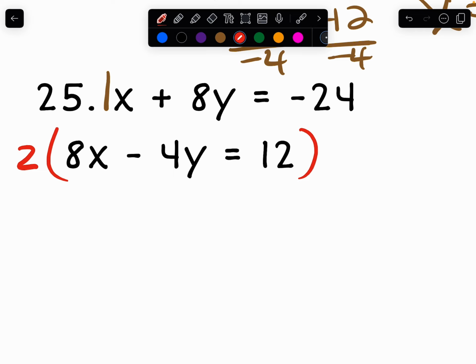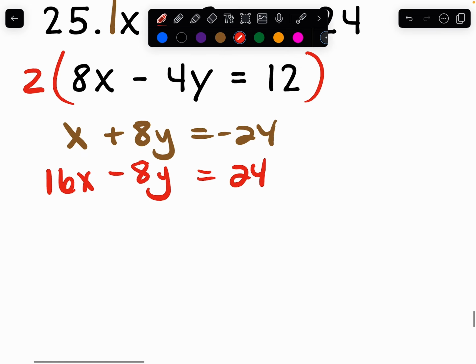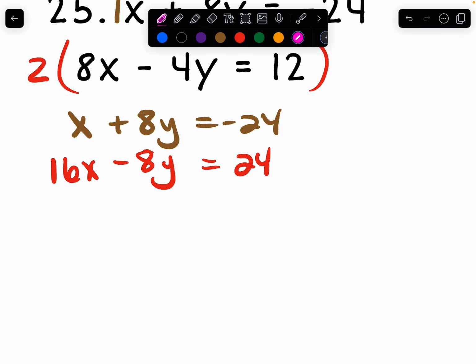So I'm going to write down my first equation as is. I didn't change my first equation at all. I'm going to change my second equation. This is going to be 16x minus 8y. Look at that. The coefficients of y are opposites of each other. That's what the whole point is.